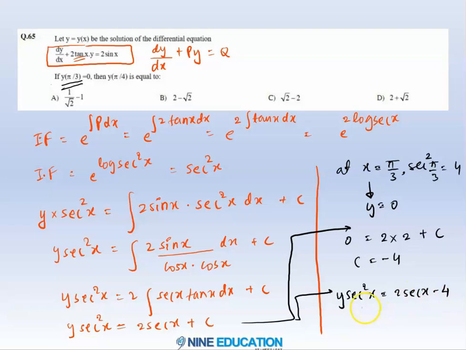And now if I put pi by 4 in place of x, I will be getting the answer. So y secant square pi by 4 is equal to 2 sec pi by 4 minus 4. So sec 45 is root 2. So if we square, we'll get 2y, that is equal to, again this is 2 root 2 minus 4. So 2y is equal to 2 root 2 minus 4. So what is the value of y? It will be root 2 minus 2, which is option number C.